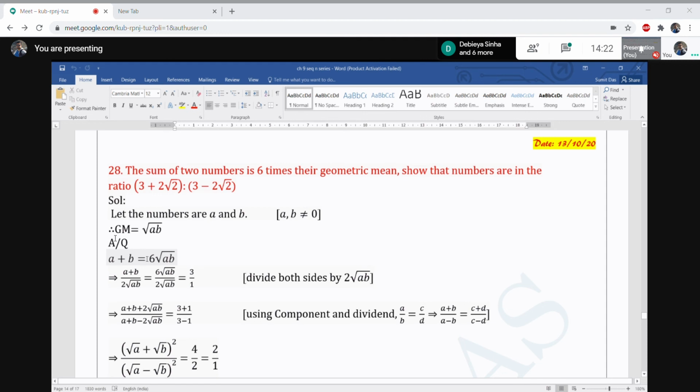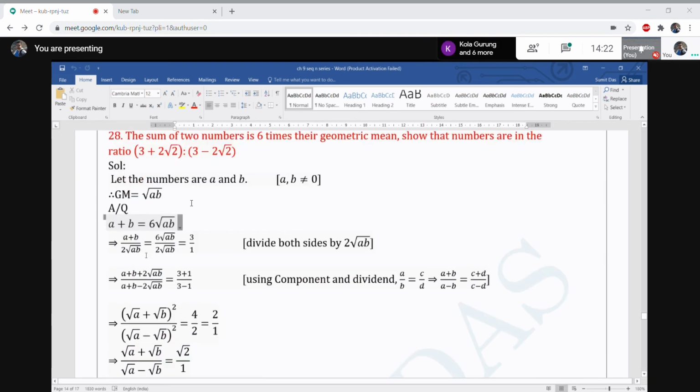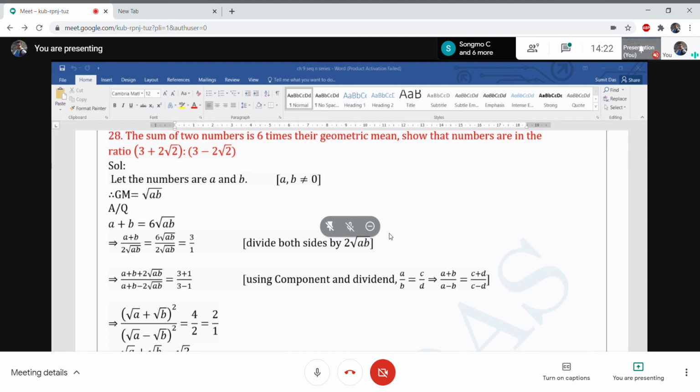Okay, now we have to prove that the numbers are in ratio 3 plus 2 root 2 is to 3 minus 2 root 2. So first thing, we are dividing both sides by 2 square root of ab. On the left hand side you can see a plus b divided by 2 square root of ab equal to 6 square root of ab divided by 2 square root of ab equal to 3 by 1. Why 3 by 1? Square root of ab and square root of ab cancel and 6 and 2 cancel. So we are getting 3 by 1.